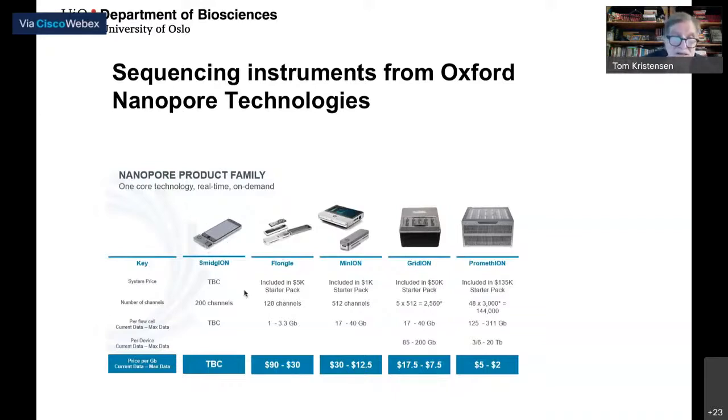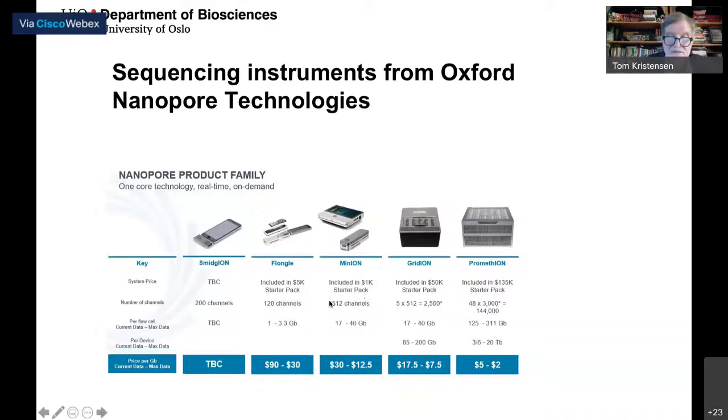But anyway, we have several instruments with different capacities, but the MinION is the core instrument. It will read 512 sequences, so it has 512 of these flow cells where sequencing is read. So the number of sequences we get per run is much, much smaller than we get from, for instance, a Parkview instrument or from an Illumina instrument, where we are talking about billions of reads per experiment. But the read length can be extremely long.